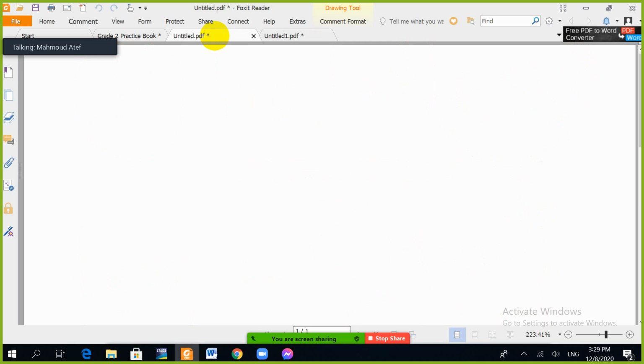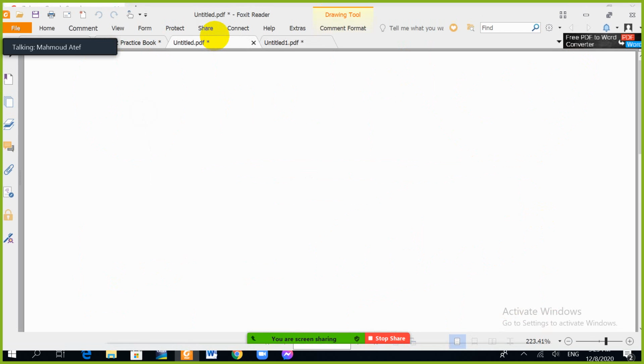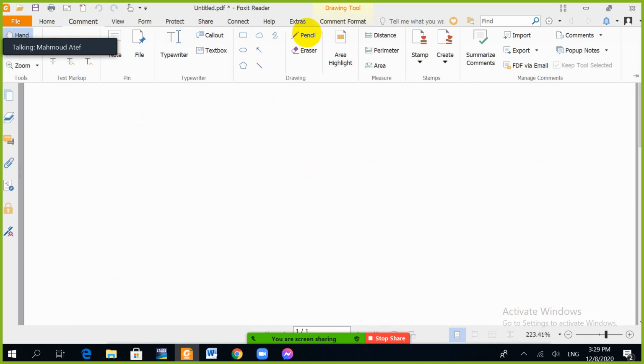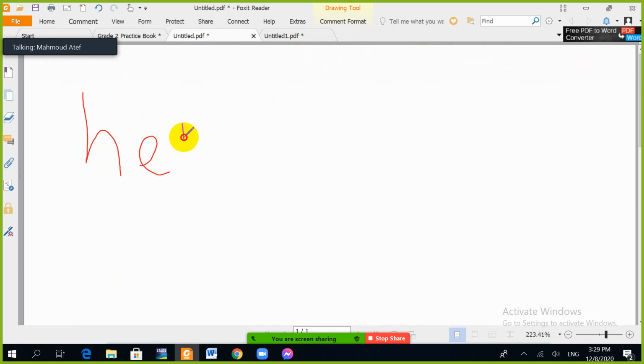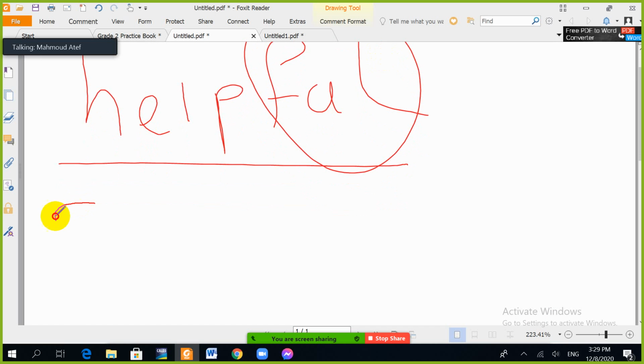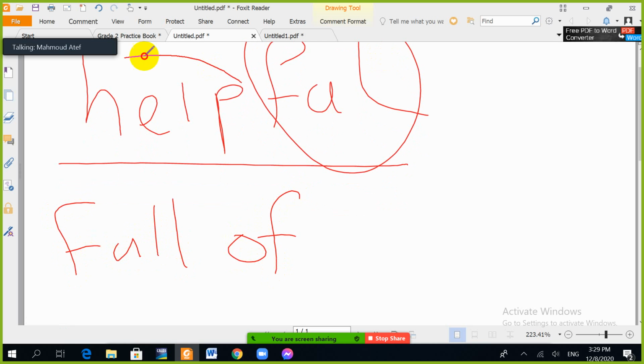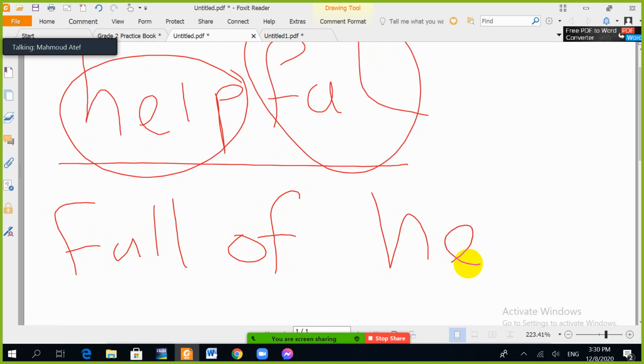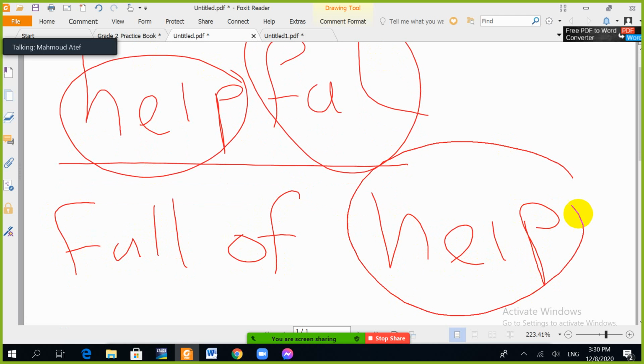More examples. We have help. We're going to say helpful. Teacher, what does it mean by helpful? We said full means full of. So full of what? Full of help. That's it.